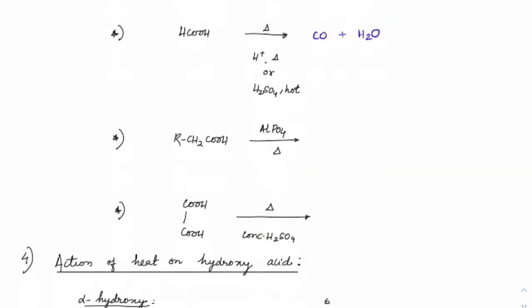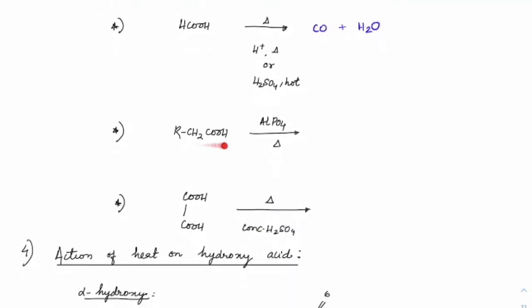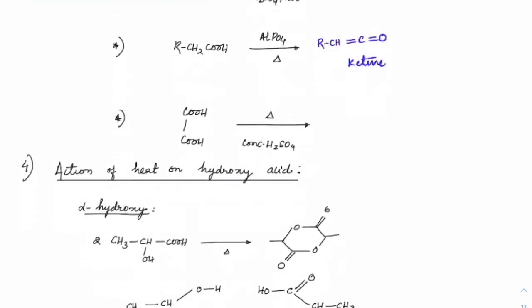Keep writing, everyone. Next, if you have a general carboxylic acid in the presence of AlPO4, this will dehydrate within the molecule. Considering this carbon has at least one hydrogen present on it, one alpha hydrogen must be present, so that we will get RCH double bond C double bond O. So we'll get a ketene form. This is what happens with aluminium phosphate.